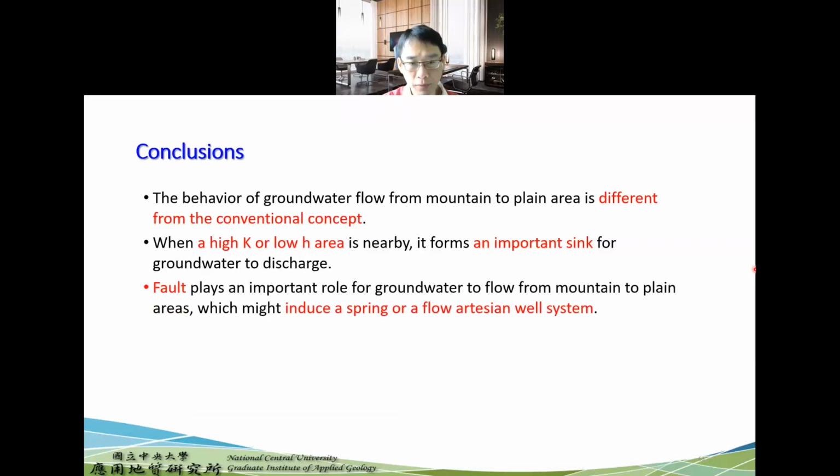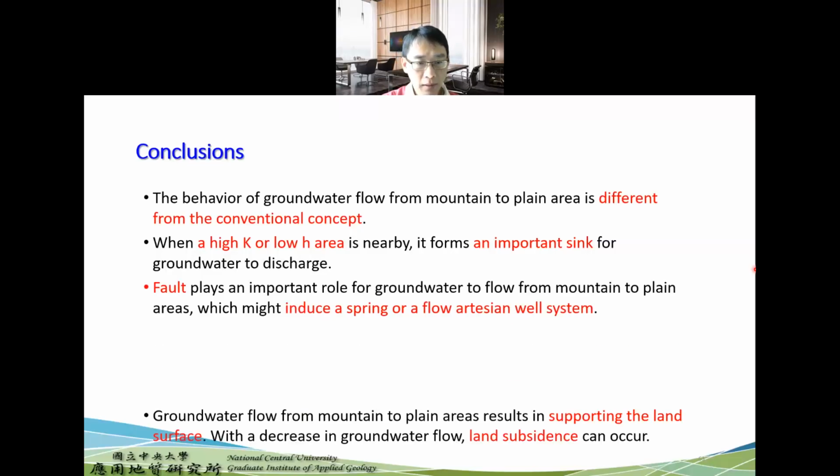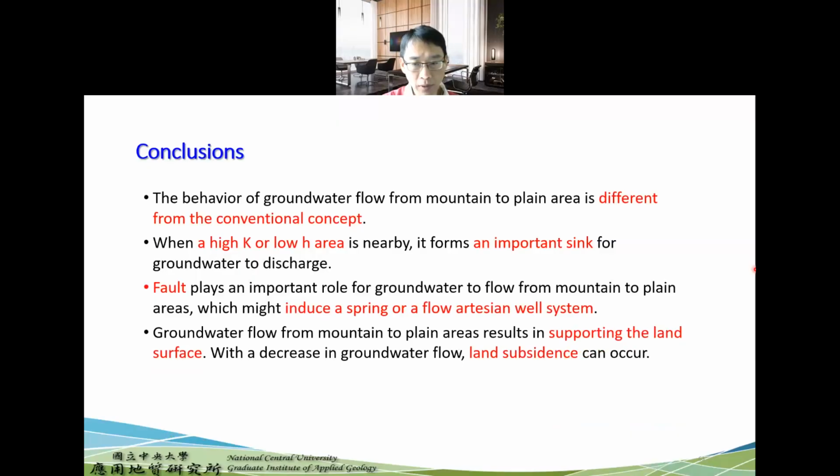And folds play an important role for water to flow from mountain to plain area, which might induce the spring or the flowing artesian well systems, as I mentioned. And water flow from mountain to plain areas results in supporting the land surface. With a decrease in water flow, then subsidence can occur. Okay, that's what I mentioned.